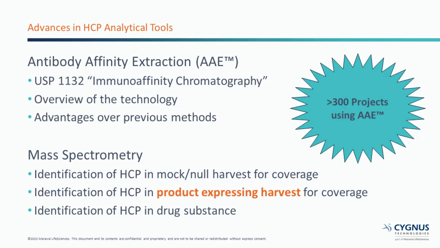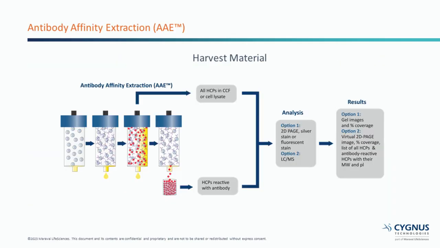So in the coming slides, I will review the AAE method and its advantages over the more antiquated methods such as 2D Western blot. I will also show how AAE combined with mass spectrometry can be used for identification of HCPs in mock and null harvest, but most importantly, as well as product-expressing harvest for coverage. AAE is also a very powerful tool for HCP identification in the presence of DS, or drug substances.